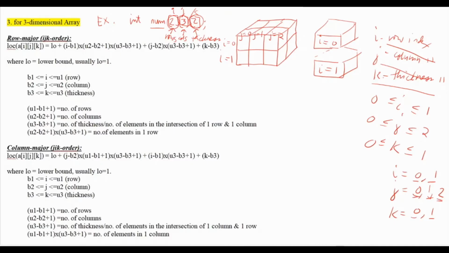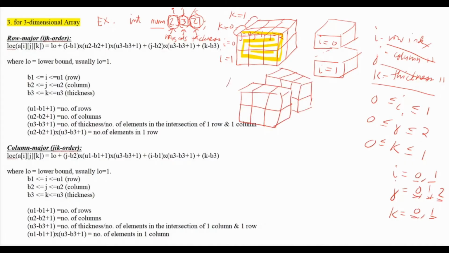For the thickness, there are 2, k equal to 0 and k equal to 1. So this part here is your k equal to 0, the first thickness, and this part here is k equal to 1. The k equal to 0 is the front slice, and the k equal to 1 is the back slice.